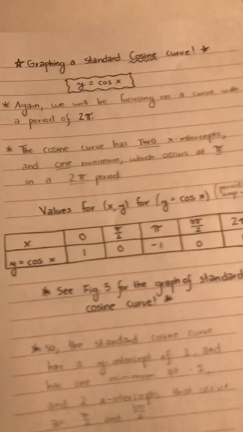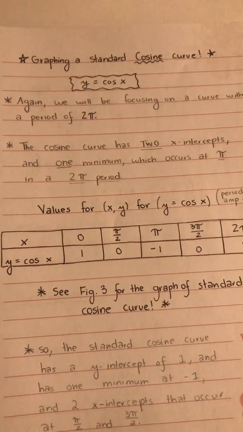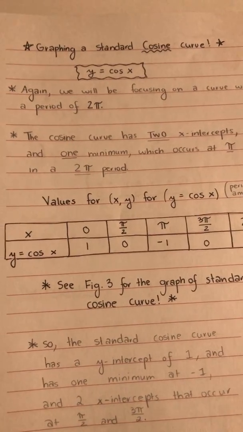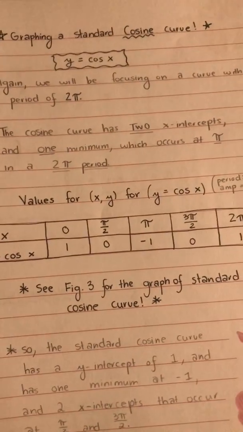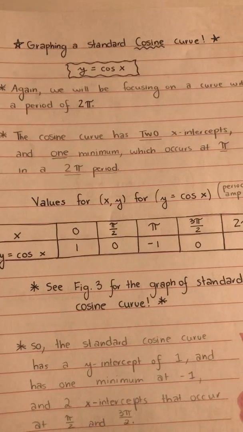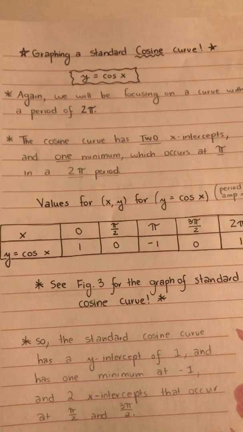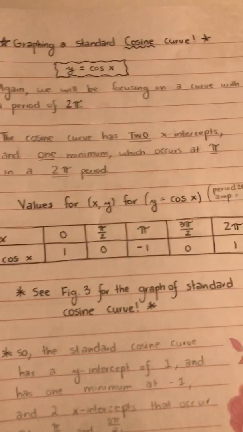So unlike having 3 x-intercepts like the sine curve, we're going to have 2 x-intercepts on the cosine curve. And we're going to have one minimum, which is going to be occurring at pi in a 2 pi period. So basically in the middle.